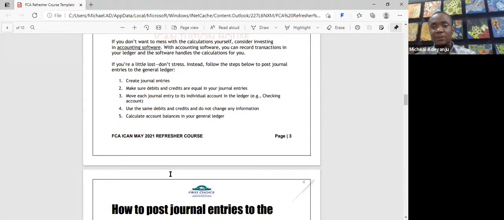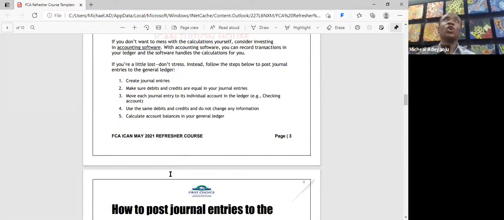now these are the steps that you need to understand from your journal to your ledger. Create a journal entry. When you create a journal entry, remember how I explained it to you: those 4 key things, your date, your type of account, your description, and your amount. Make sure the debit and credit are equal. Then move each journal entry to its individual account in the ledger.